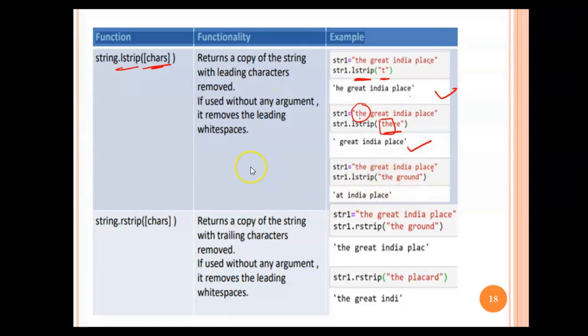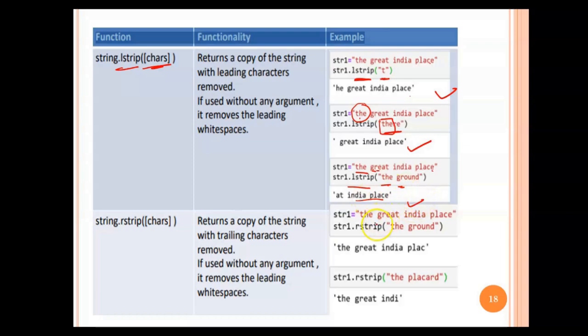So you can check how things are working here. We have "the Great India Place, the ground". This is the left strip, so it's going to remove from the left. THE is matching, obviously this will be removed, and then G, R, R. E is not matching with this, so it's going to remove till here only. And if you go on, the answer would be "at India". E is also there, and then "at India Place". So that's the answer of it.